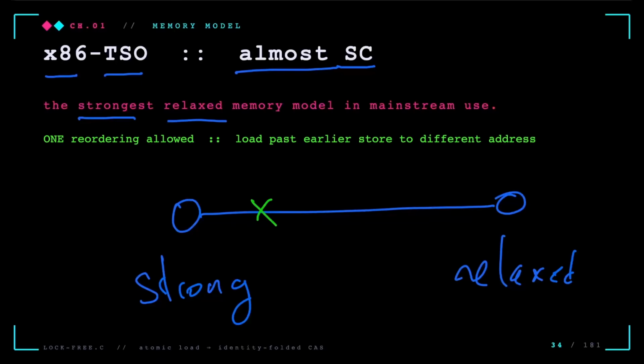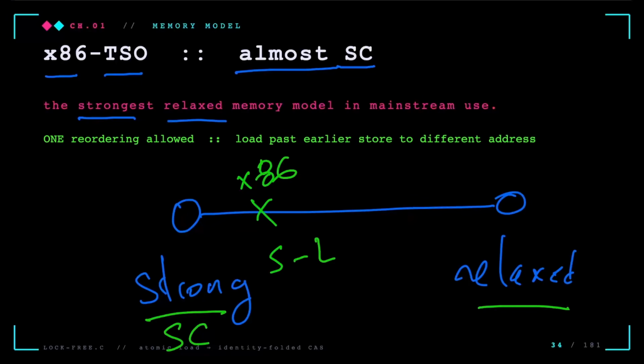So x86 is, I was about to write 64 for some reason. So x86 is kind of the strongest relaxed memory model because it's still relaxed. It's not 100% sequentially consistent. That's why we had to learn what sequential consistency is, because strong is basically equivalent to sequential consistency. And the reason for that is the CPU allows only one sort of reordering, which is the store-load reordering that we just observed.